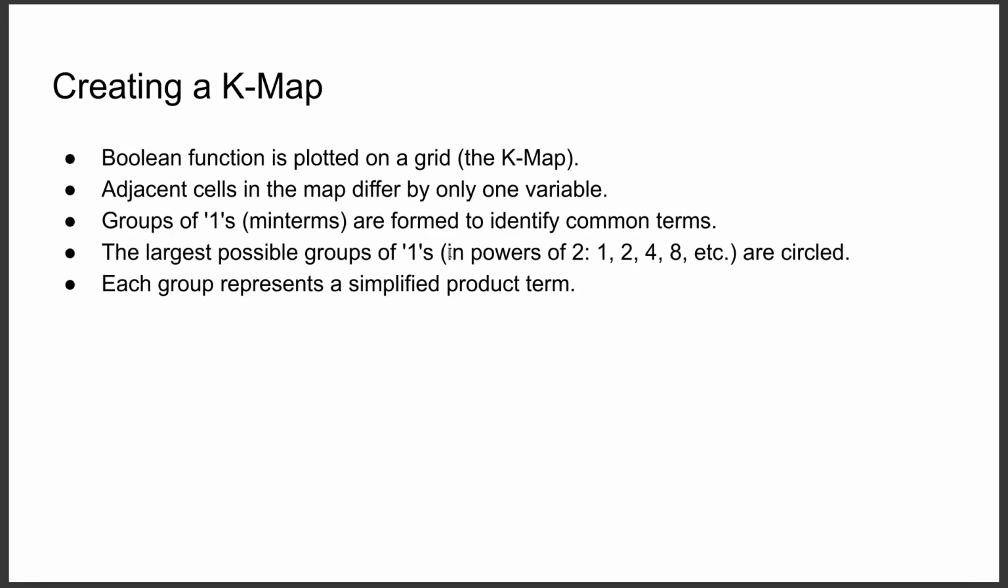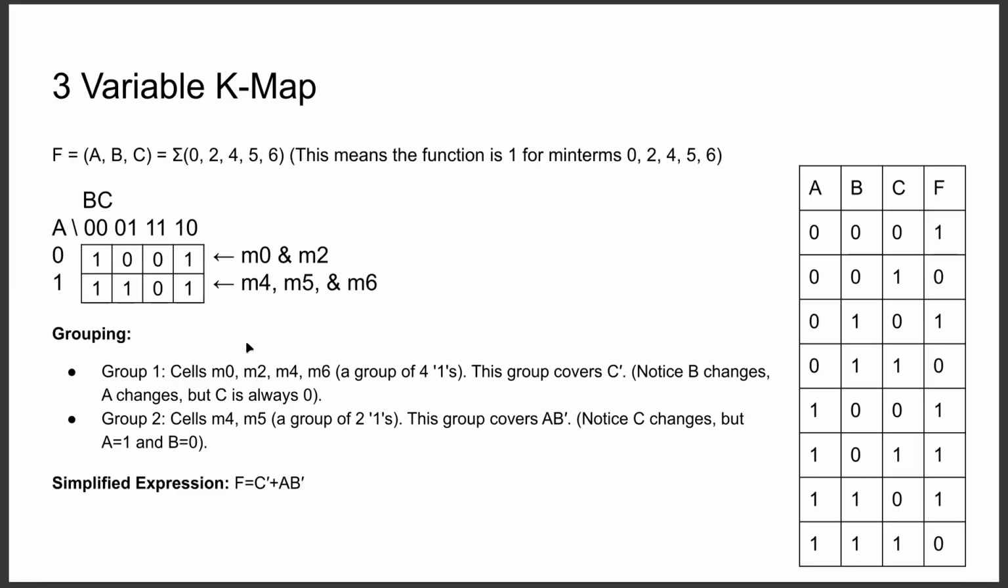So, creating a K-map. A Boolean function is plotted on a grid, the K-map. Adjacent cells in the map differ by only one variable. Groups of ones, minterms, are formed to identify common terms. The largest possible groups of ones in powers of 2, for example 1, 2, 4, and 8, are circled. Each group represents a simplified product term.